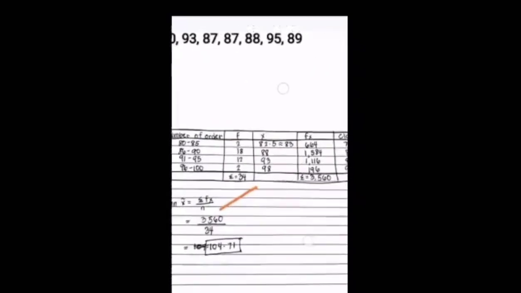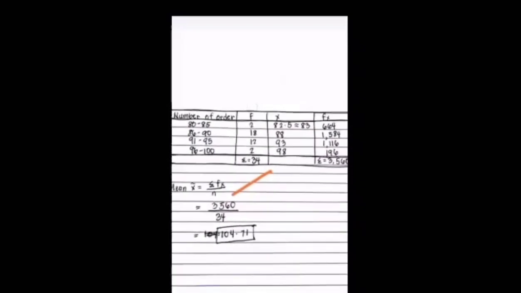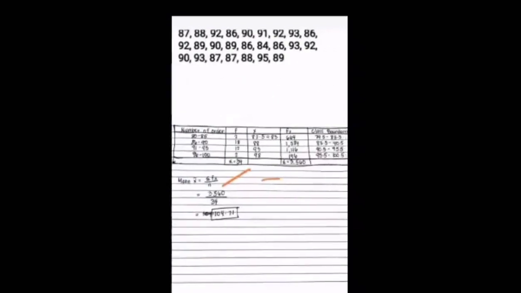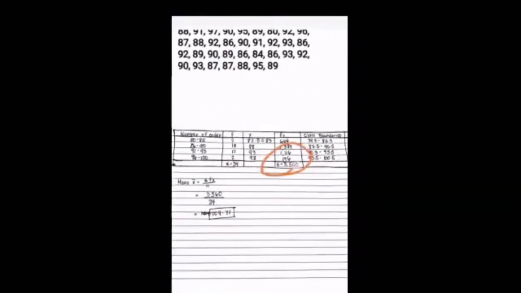The formula of the mean is the summation of frequency times midpoint over the total frequency. So the summation of frequency times midpoint is 3,560 over 34. I divided these two, 3,560 divided by 34, and that's what I got, 104.71.